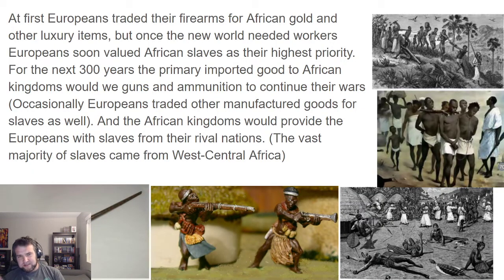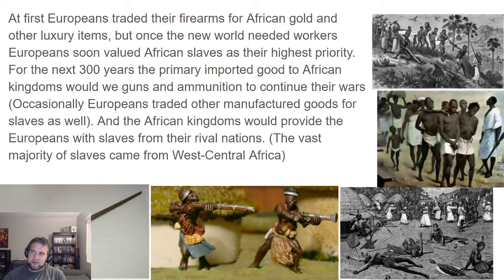Oh yeah, see, I just covered a whole lot of this in my previous slide. But yeah, slaves would be their highest priority for the next 300 years. The primary imported good to Africa would be European guns and ammunition, and occasionally there were African kings who would request alcohol or fancy European clothes.